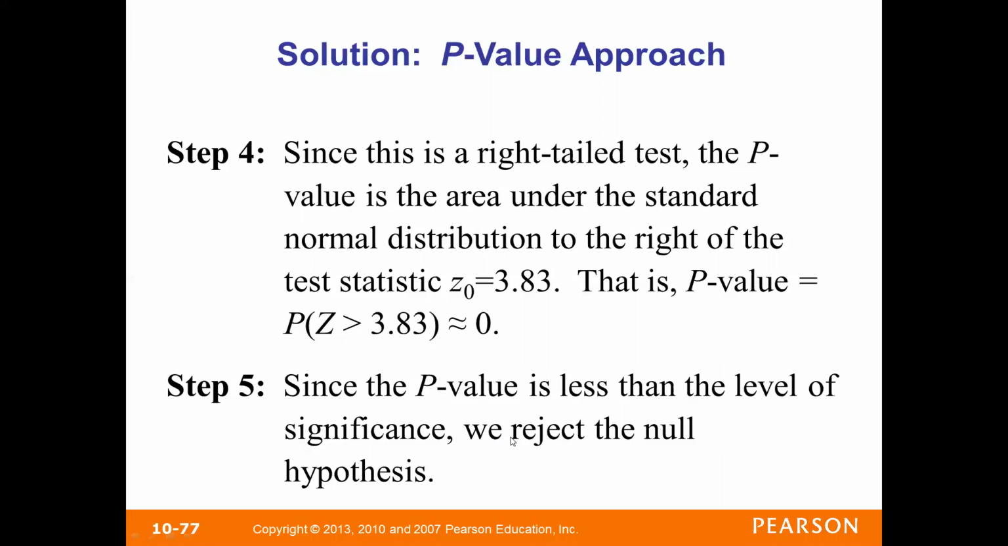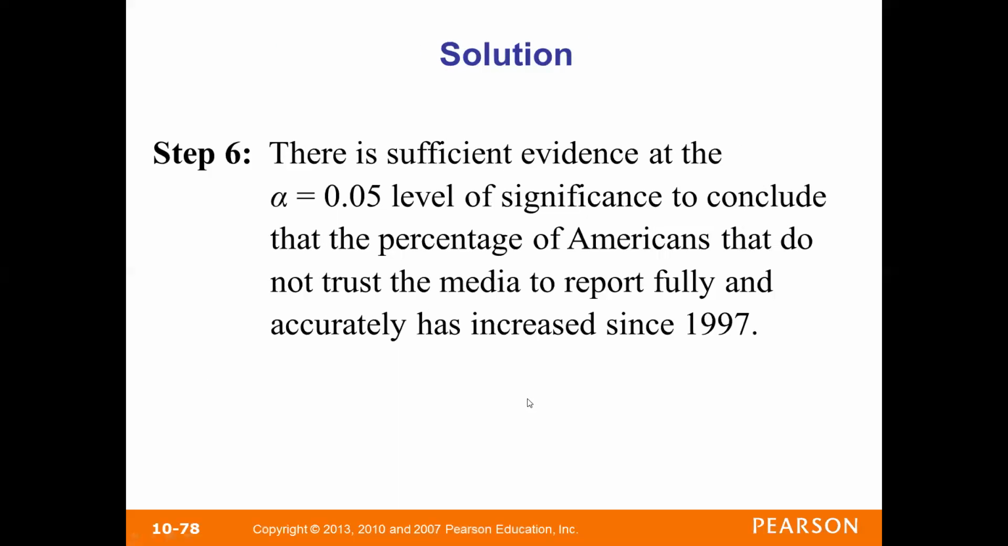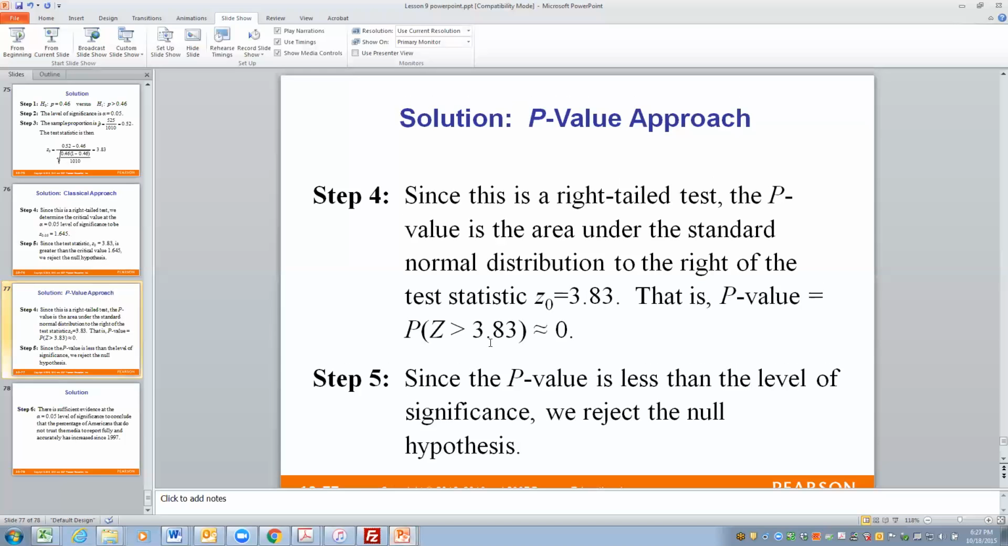And very strongly then we would reject the null hypothesis and we would conclude that the proportion has increased. So there is sufficient evidence to say that the percentage of Americans that do not trust the media fully and accurately has increased since 1997. That concludes our discussion then of how to do hypothesis tests with proportions. We'll now do some examples with those.